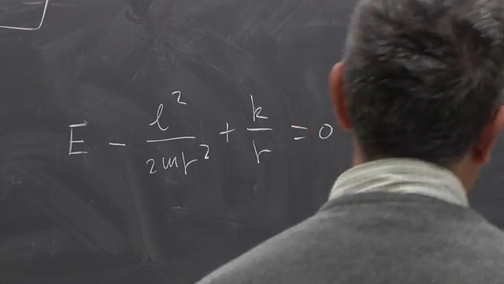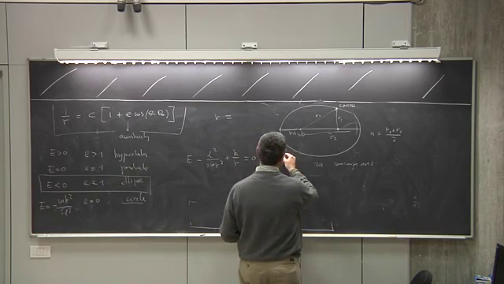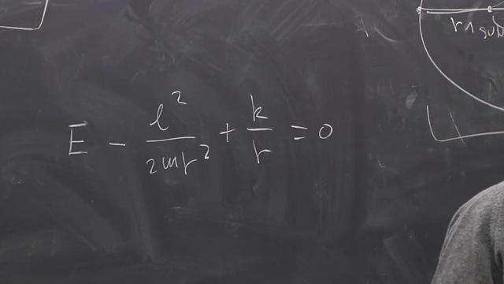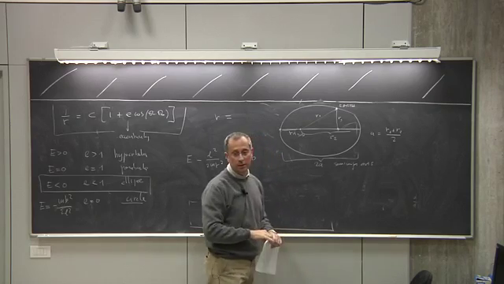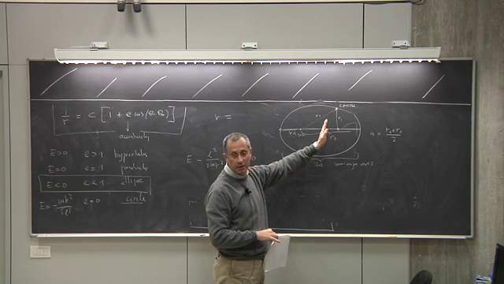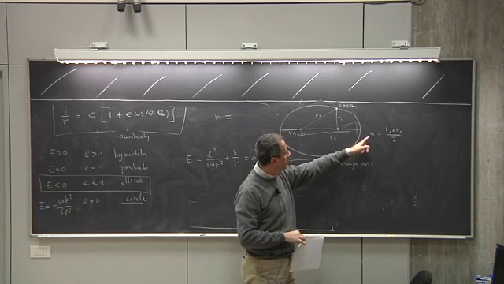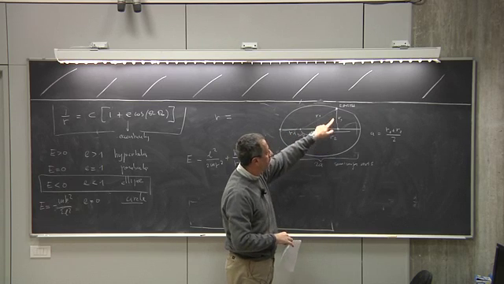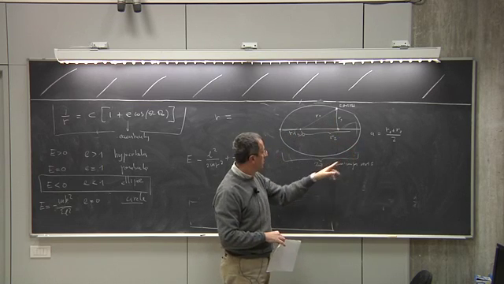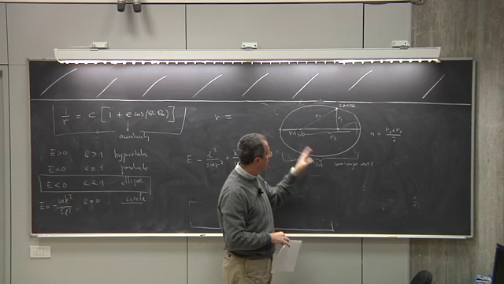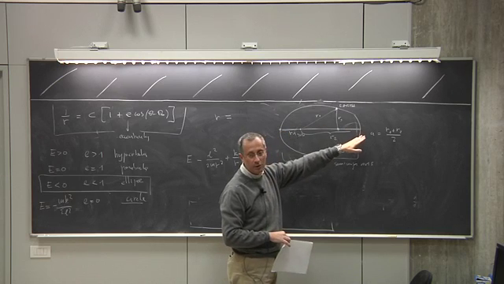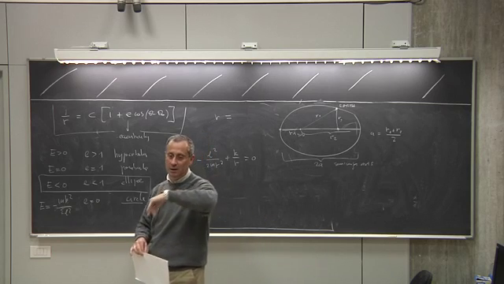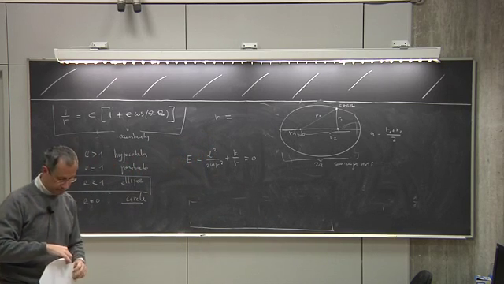A is the semi-major axis, so this distance. So 2a is this distance. So a is half of this. So you see, 2a is R1 plus R2 by definition. And so 2a is the major axis of your ellipse, and a is half of it, so the semi-major axis.